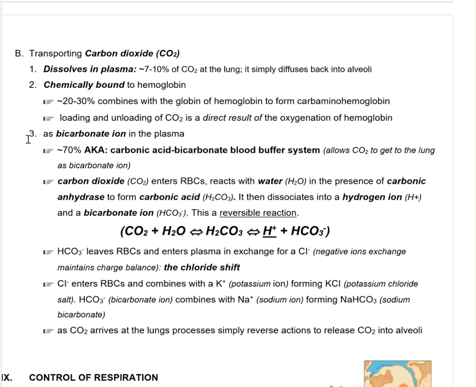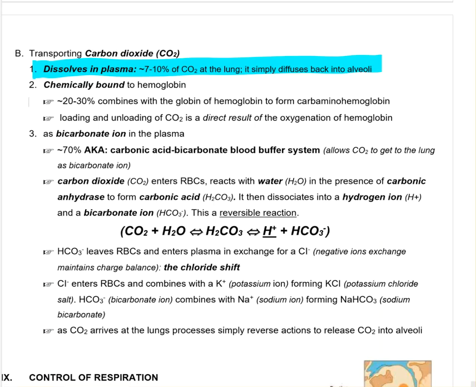Okay, so carbon dioxide, some of it dissolves in plasma. And remember, we said it's like 20 times more soluble. So we have about 7 to 10% of carbon dioxide dissolving into plasma. So it just goes into the liquid, and then when it gets to the lung, it diffuses back out due to pressure differences. Very easy.